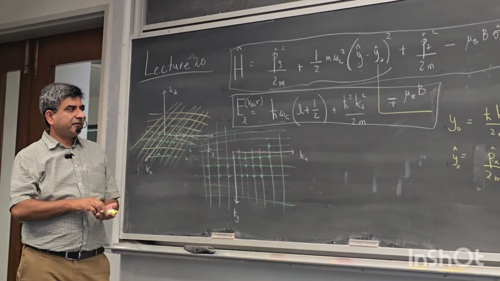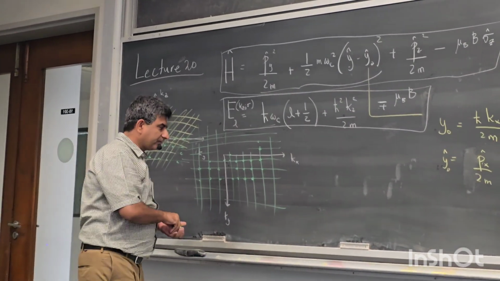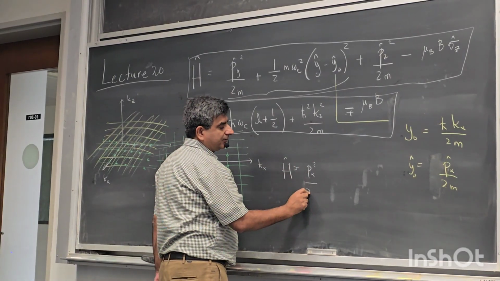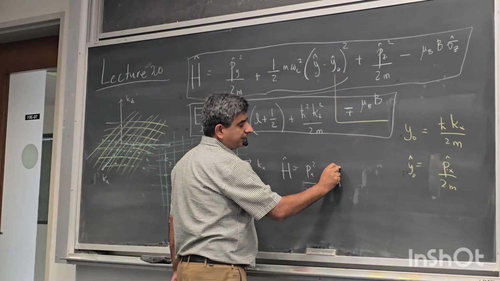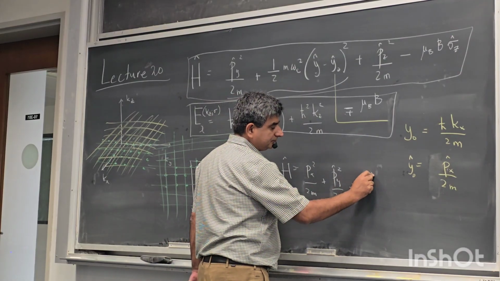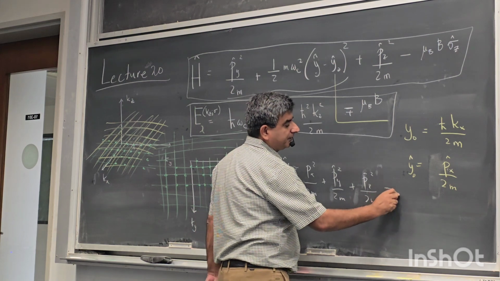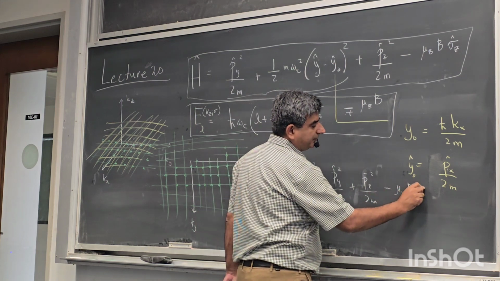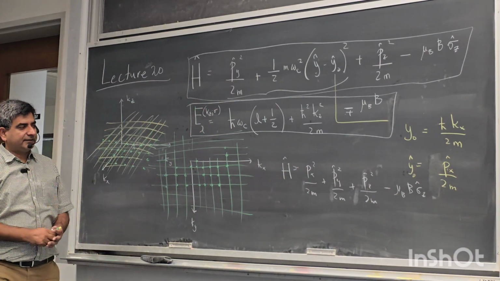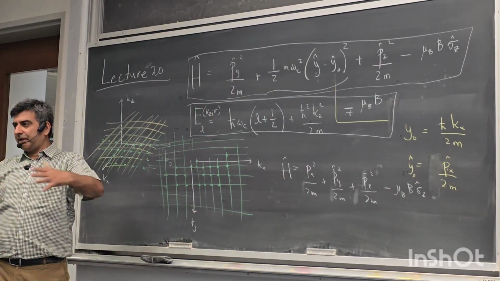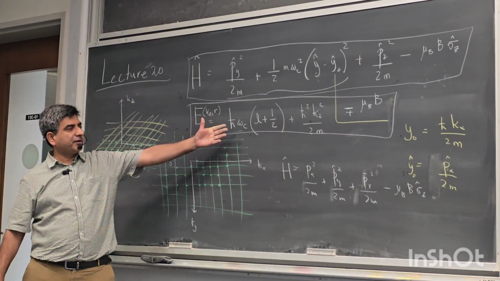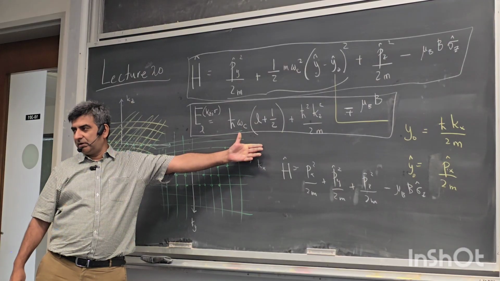In the absence of a magnetic field, we do know that our Hamiltonian is simply Px squared plus Py squared plus Pz squared minus mu_B B sigma_z, right? So this is the Hamiltonian in the absence of a magnetic field, and the k-structure would be all the k points that are conventionally drawn. But now here you see that there is no Kx or Ky that you observe.